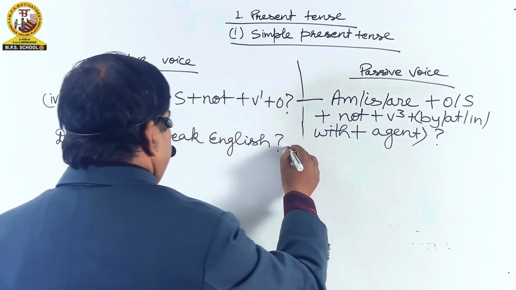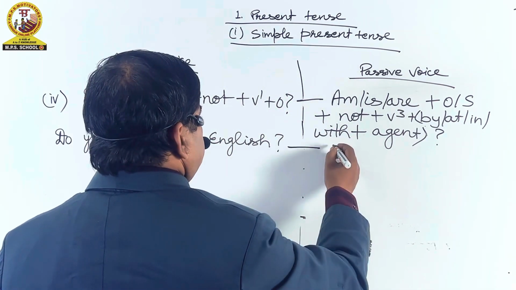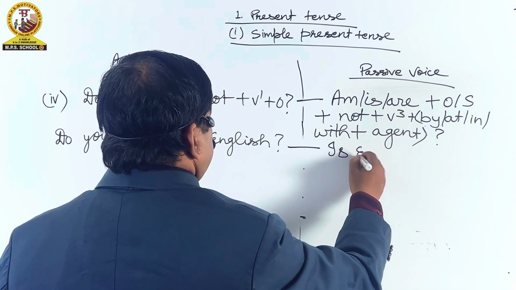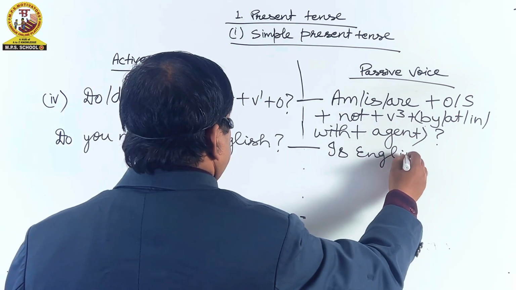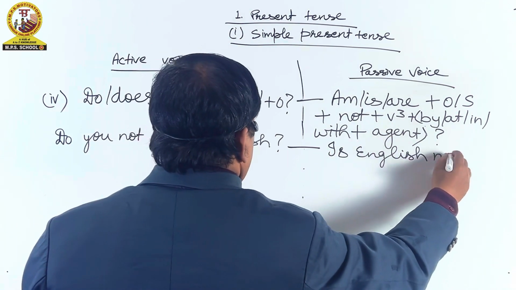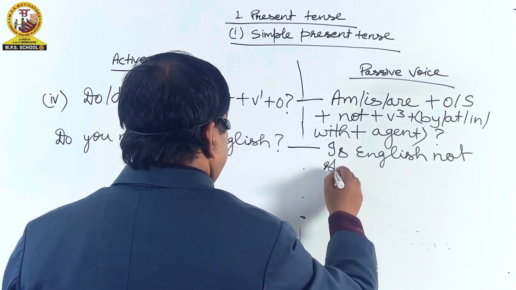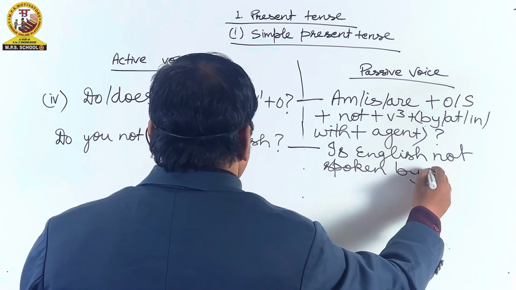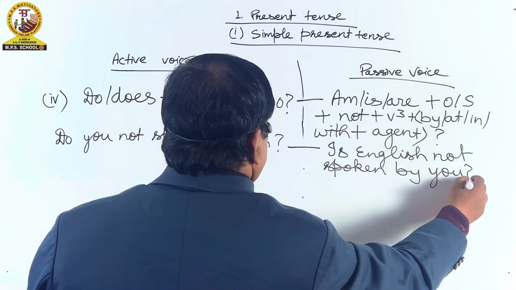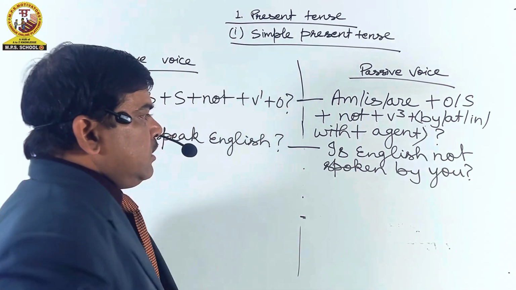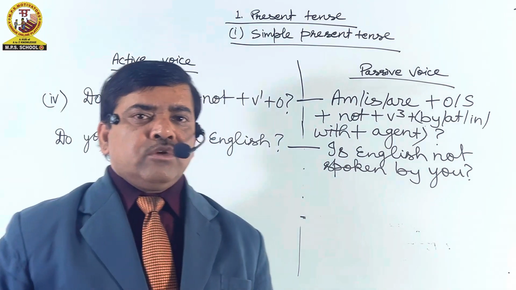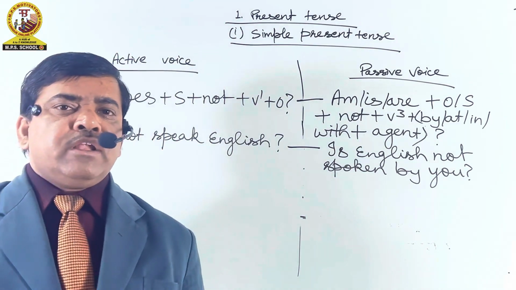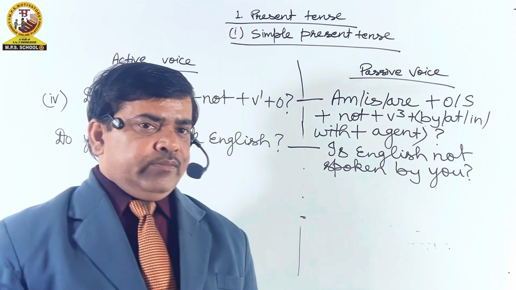The passive voice of this sentence will be is English not spoken by you? Question mark. इज इंग्लिश नॉट स्पोकन बाय यू? क्या अंग्रेजी आपके द्वारा नहीं बोली जाती है?